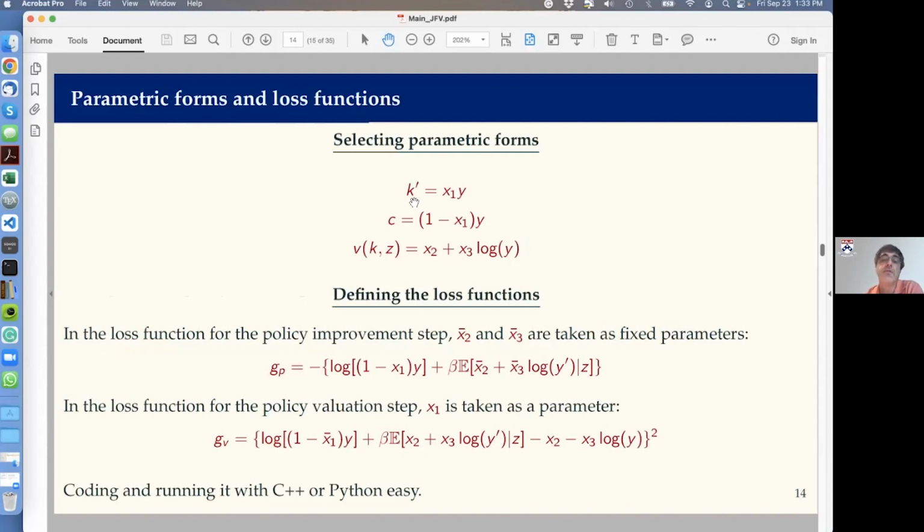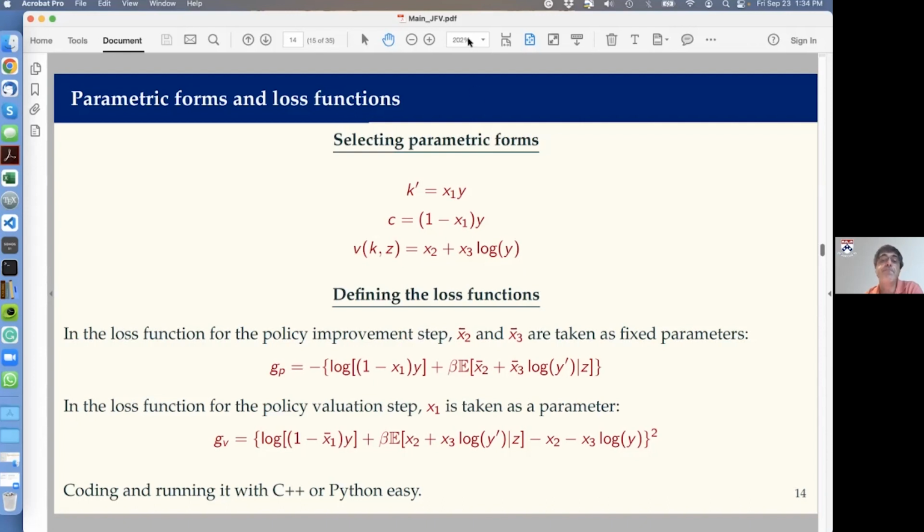Well, you take advantage of some results that suggest the policy functions are going to be linear or quasi-linear in output. We actually know that when delta is equal to 1, that result is exact. And we are going to parameterize k prime as x1 times y and consumption as 1 minus x1 times y, remember that they need to sum to 1. And for the value function, we are going to parameterize it in terms of x2 plus x3 log of y.